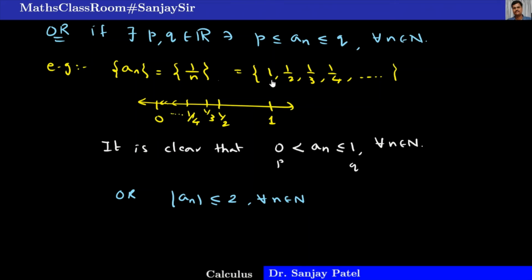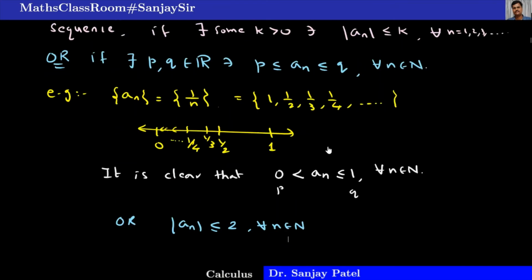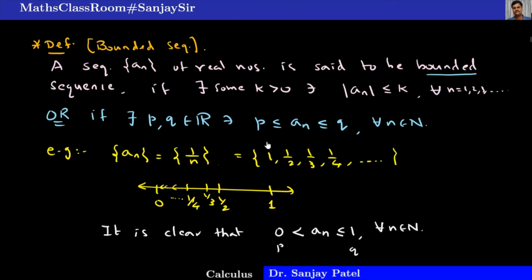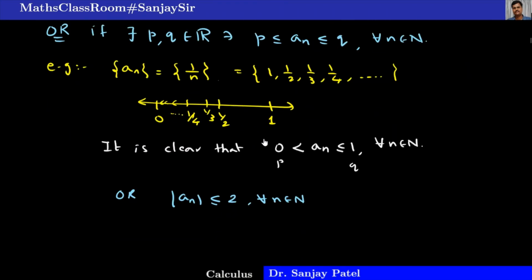The first value is 1, then it is 0.5, then 0.33, and so on. Then this is 1 upon 4, meaning 0.25. So the value of the terms of this sequence keeps on decreasing. Such a sequence is also called a decreasing sequence. What we are interested in here is a bounded sequence. There can be a sequence which is bounded on only one side and not bounded on the other side, like it is bounded above but not bounded below.